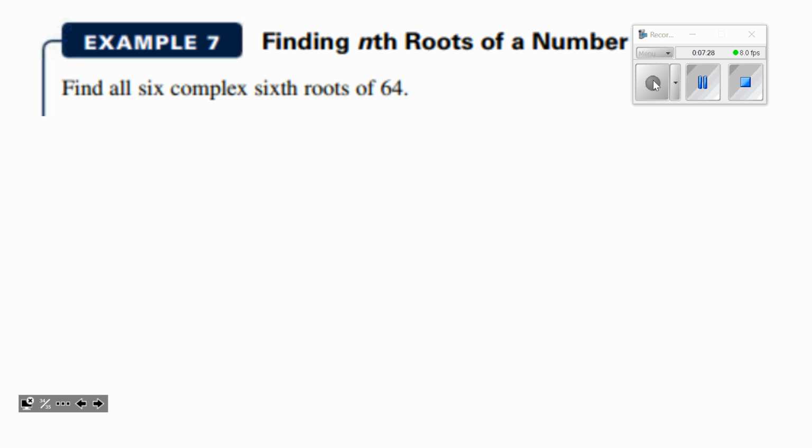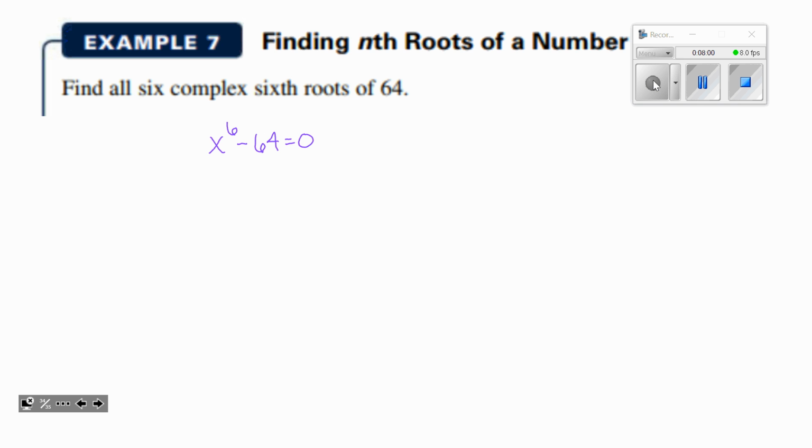All right, example 7: find all 6 complex sixth roots of 64. This sounds crazy, but it's not so bad if we write it in function form and then just let our math tell us what to do. So this is x to the 6th power. Something to the 6th power is 64. There's a couple of ways to do it. The way I'm going to start is with x to the 6th minus 64 equals 0.